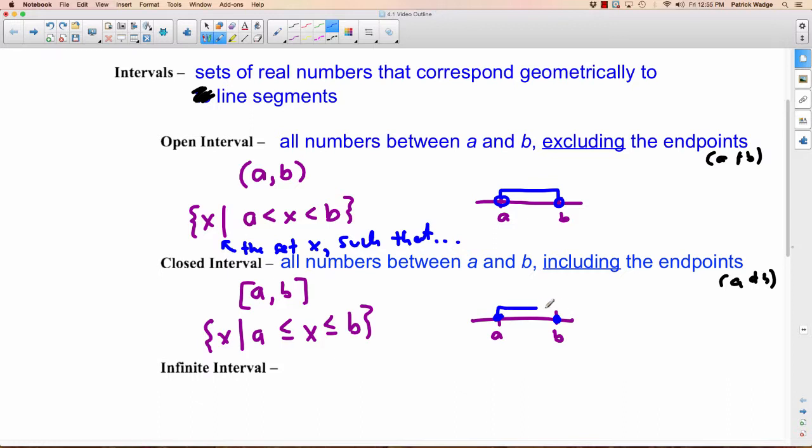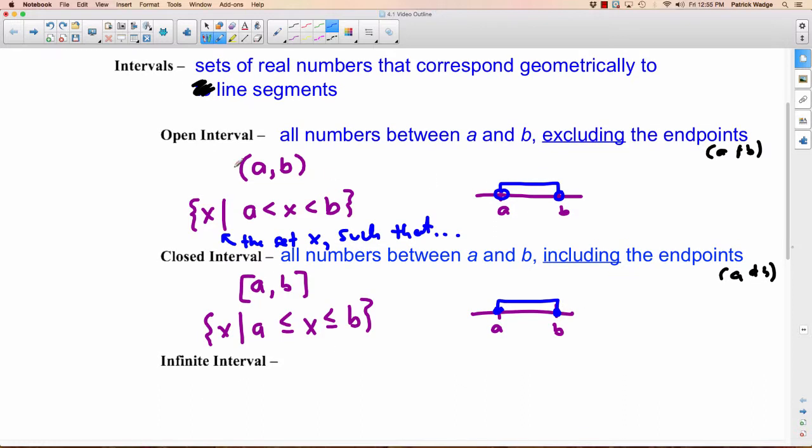before you connect them. Okay, there's two other possibilities. What if all the values we're interested in are less than a, or all the values we're interested in are greater than b?